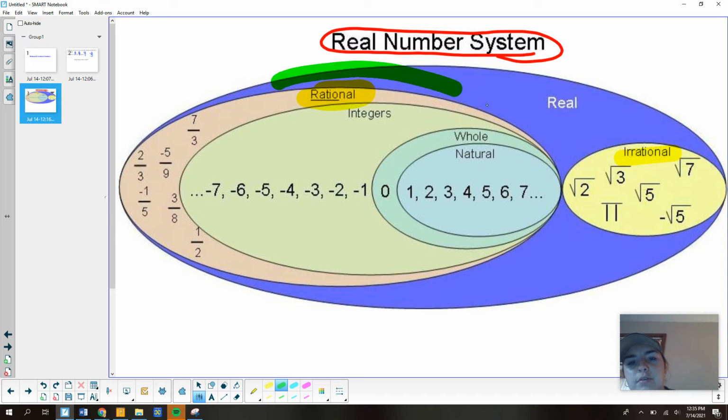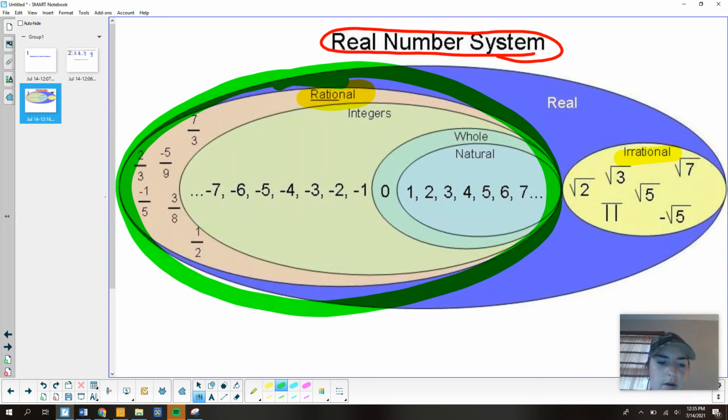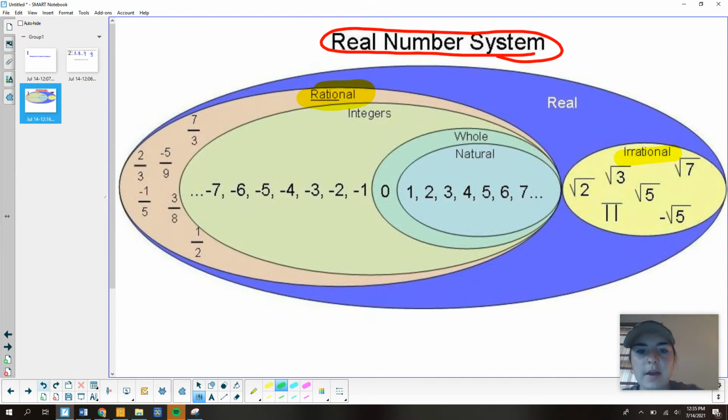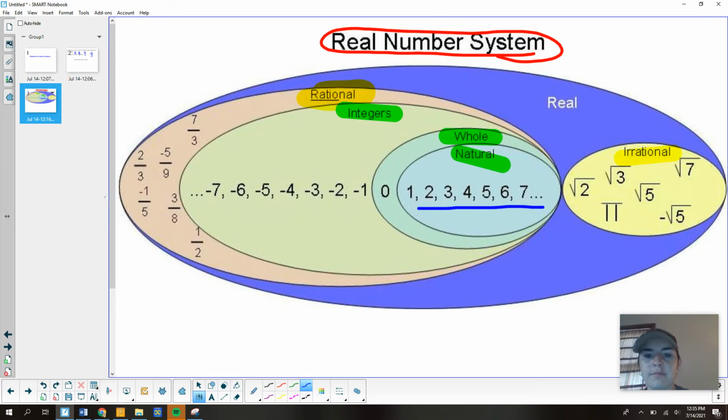Rational numbers include all of this stuff in here, okay? So we have integers, whole numbers, and natural numbers. Natural numbers are probably the easiest ones to remember because those are your kindergarten counting numbers: 1, 2, 3, 4, and so on. You can count all the way up to 6,000 or 6 million. Those are still natural numbers because they are positive, non-fraction, non-decimal numbers.